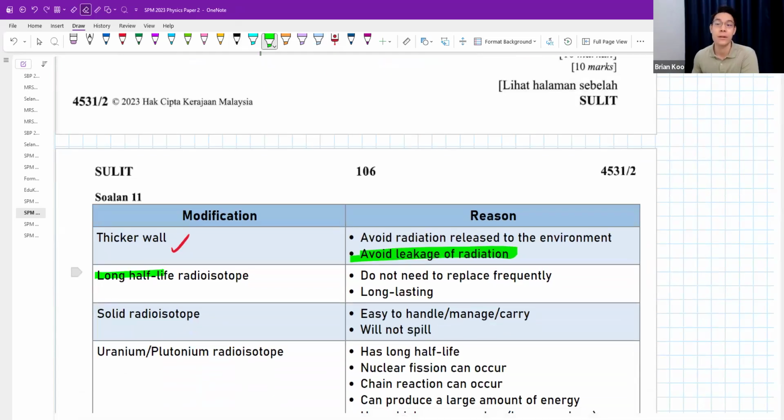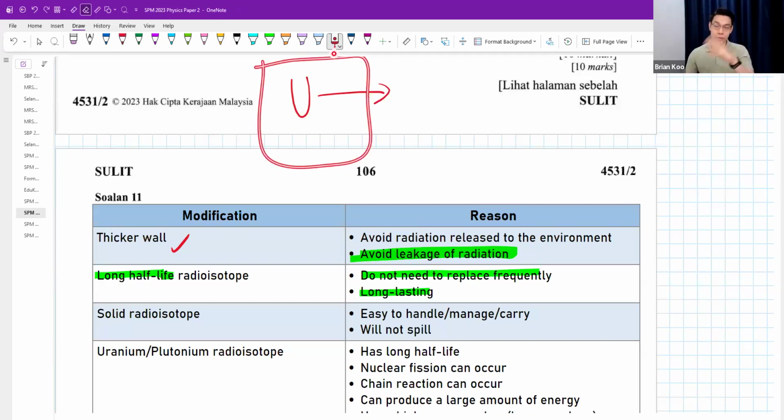Long half-life. If long half-life, don't need to keep replacing. Very long lasting. A long half-life, for example, uranium, means that it can stay as uranium for a very, very long time. Uranium doesn't really become other things because it takes so long to decay. So it's like, okay, I have a reactor full of uranium. When I need to use it, the uranium is still there.